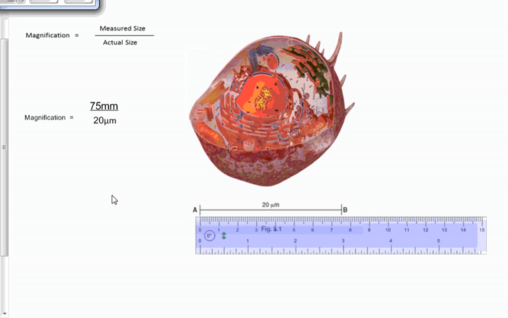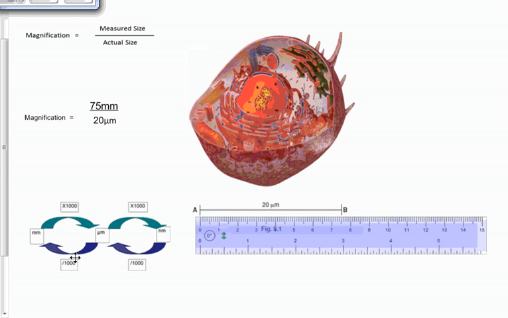Again though, we've got a problem. We have a measured size of 75 millimeters and an actual size of 20 micrometers. As we said before, we can't do that calculation unless we make the units consistent throughout. So again, we're going to have to convert the units so that they're the same. The easiest way to do that is to convert millimeters into micrometers. So here's the chart from your notebook again, and as we said before, if I want to convert from millimeters into micrometers, I'm following this arrow here, and I need to multiply by 1000.